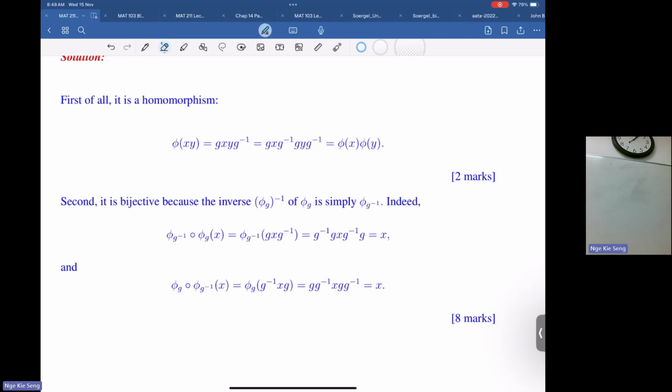First I show that it's a homomorphism. I think I need to put a g on it. And then I show it is bijective because I can find the inverse.